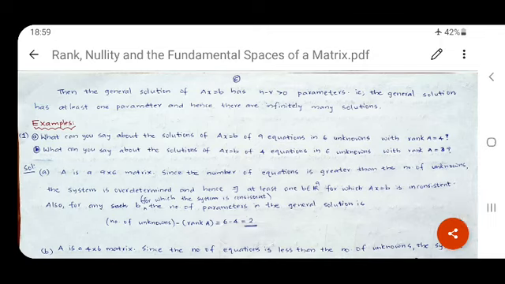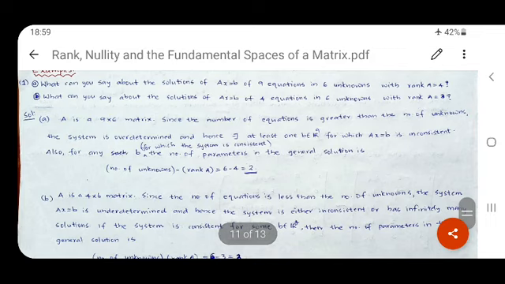So we have some examples. What can you say about the solutions of Ax equal to b of 9 equations in 6 unknowns with rank of A equal to 4? Since the number of equations is more than the number of unknowns, the system is overdetermined, and there is at least one b in R9 for which the system is inconsistent. Also, for any b for which the system is consistent, the number of parameters in the general solution is the number of unknowns minus rank, which is equal to 6 minus 4 equal to 2.